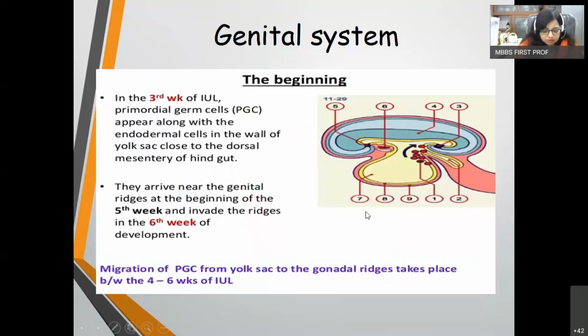Should we continue, or discuss the genital system in the next class? I think we should end here.